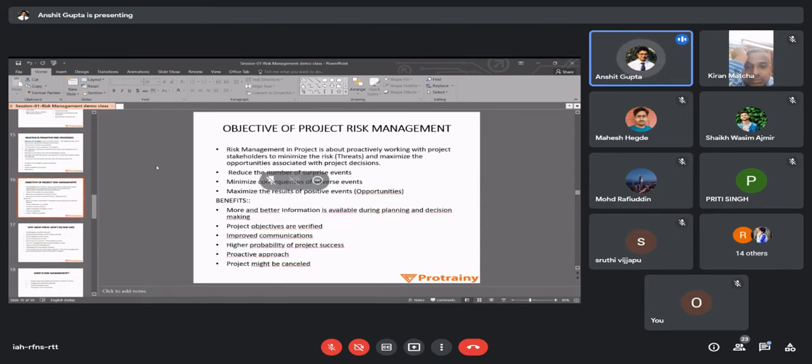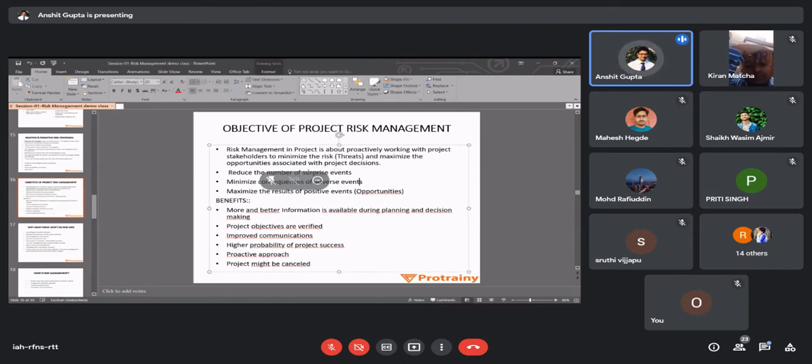It does not mean that the risk will not come, but when the risk comes, you will definitely be prepared for it. So these are the actual objectives of risk management. Risk management in a project is about proactively working with project stakeholders to minimize the risks, that is threats, and maximize the opportunities associated with project decisions. Reduce the number of surprise events. Okay, we are trying to reduce the number of surprise events.